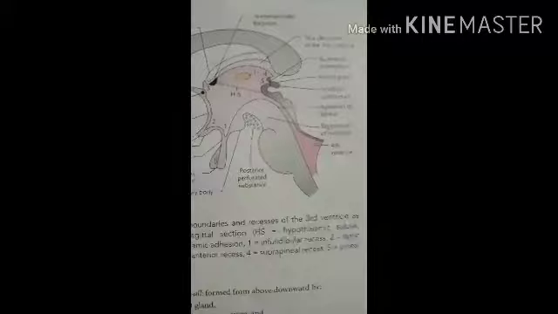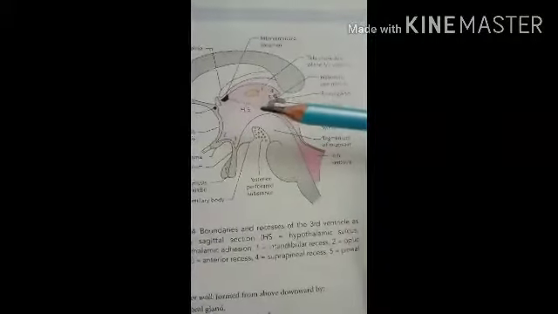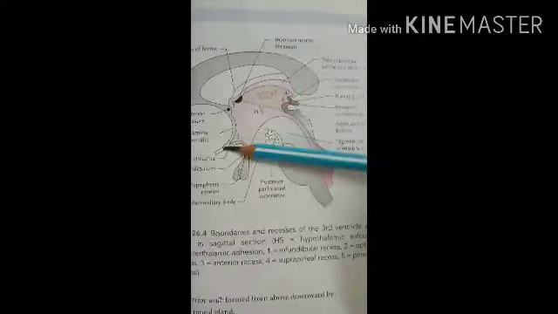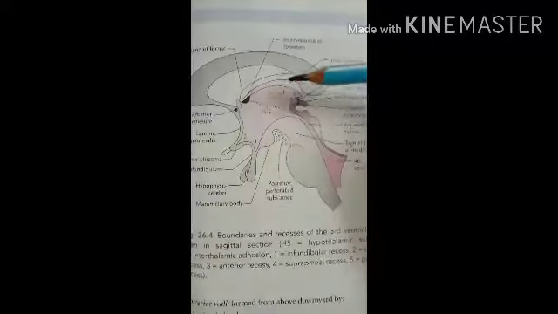Then let's see the boundaries of the third ventricle. So the anterior wall is formed by the anterior column of the fornix.